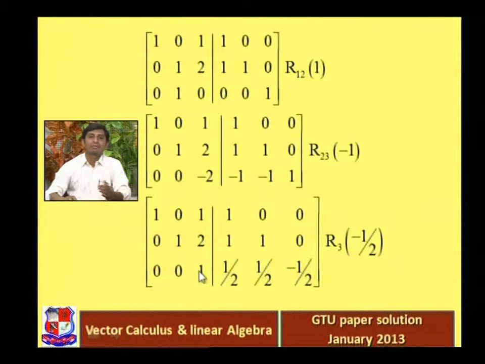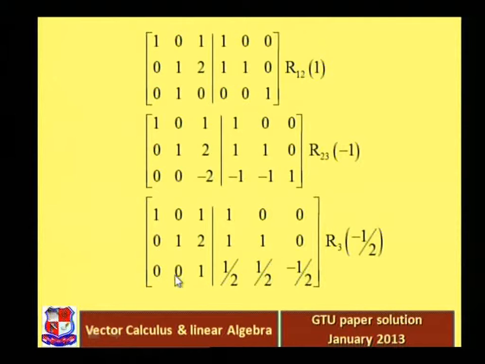What will be the next process? This is the third row, and this is our leading entry. Above that leading entry we want to make 0. So we multiply the third row by minus 2 and add it into the second row, and multiply the third row by minus 1 and add it into the first row. The third row stays as it is. After this, the left hand side is exactly the identity matrix, so this will be the last process.